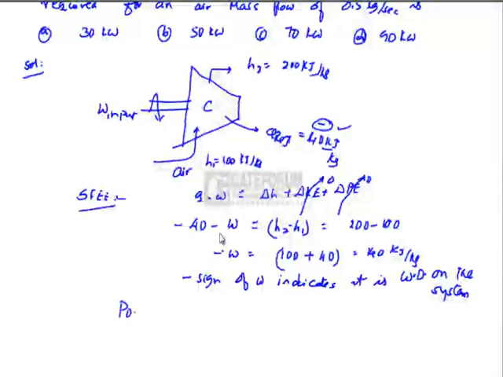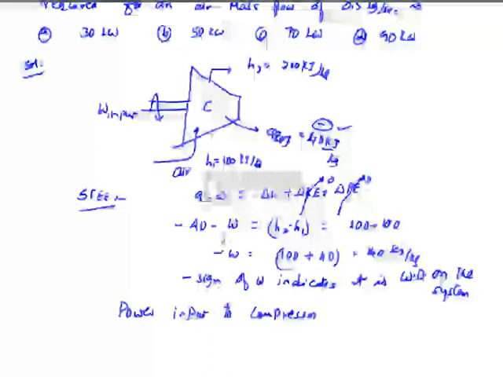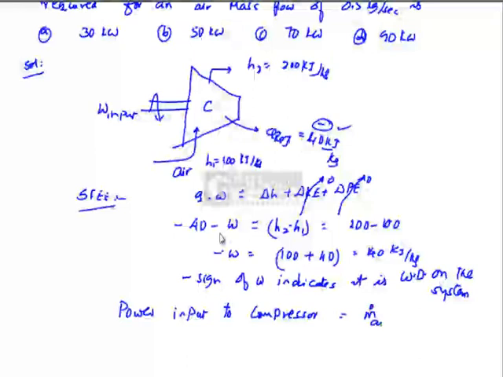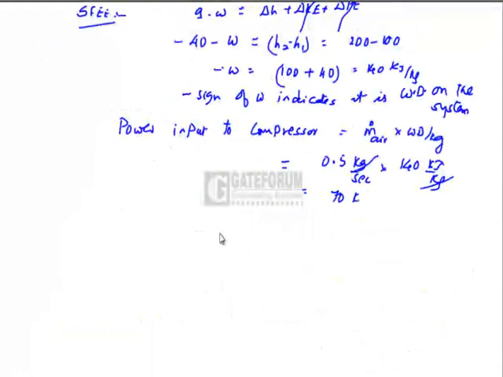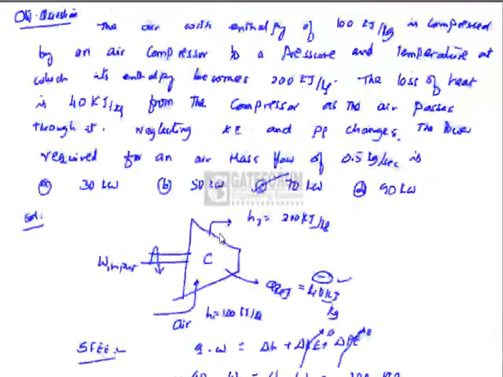The power input to the compressor is equal to the mass flow rate of air into work done per kg. What is the mass flow rate of air given? 0.5 kg per second into 140 kilojoule per kg. The kg gets cancelled. You will get 70 kilowatts of power required for driving the compressor.